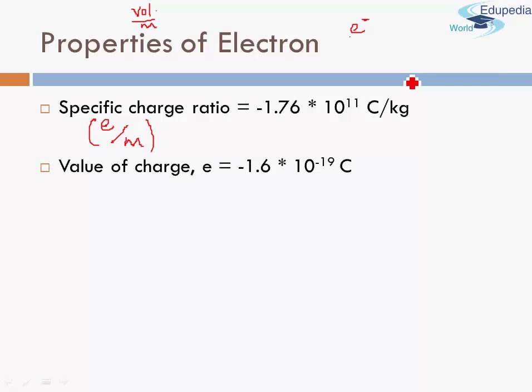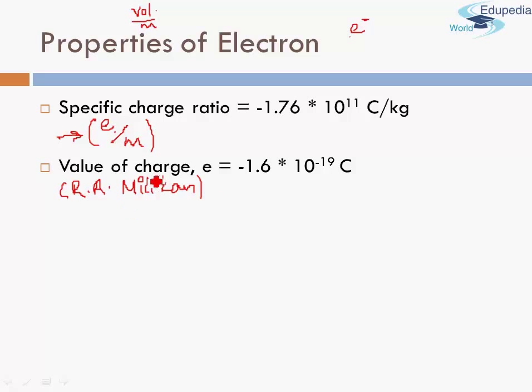Next property, value of charge. J.J. Thomson calculated the exact value of the specific charge. The specific charge ratio he had calculated, but he was not the one who actually calculated the exact value for charge. He did some calculations for the mass and approximately got a value which was not accurate, but the value of charge was later calculated by another scientist called R.A. Millikan, using his oil drop experiment. In the next session we are going to look into this experiment of R.A. Millikan and how he calculated the value of charge.